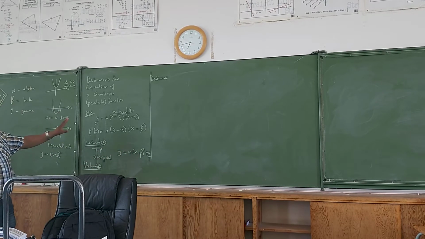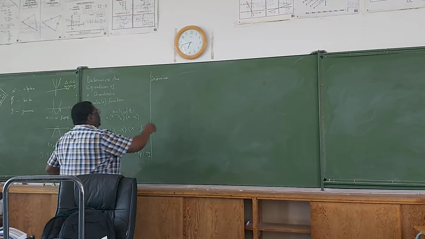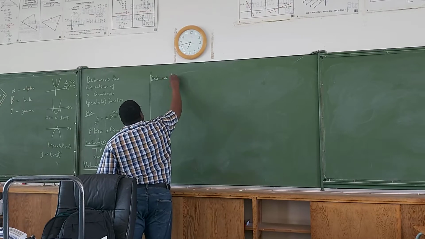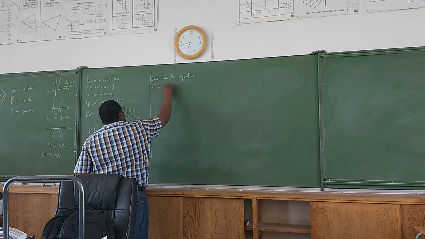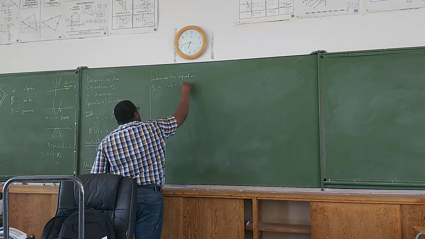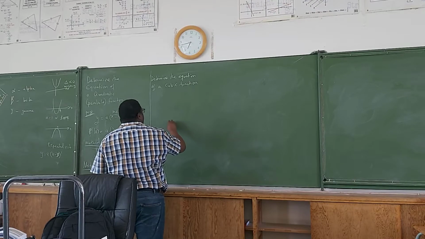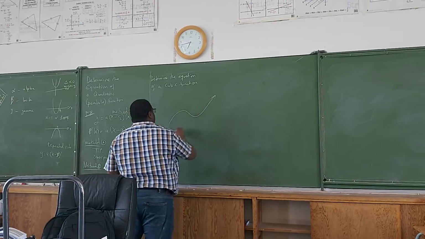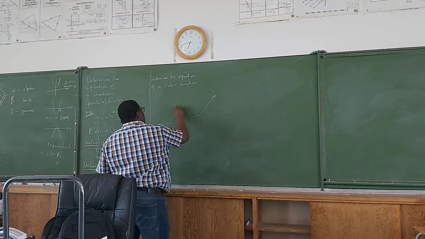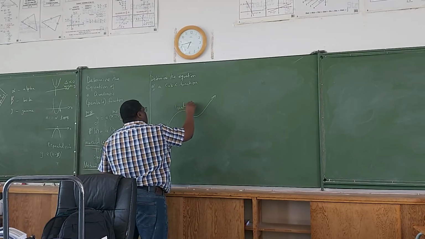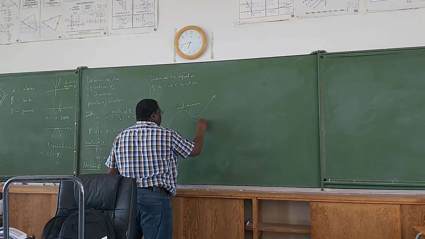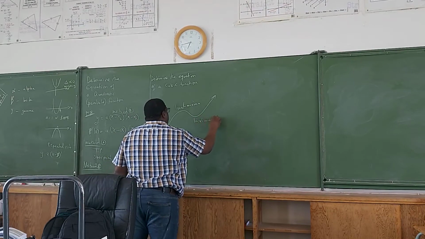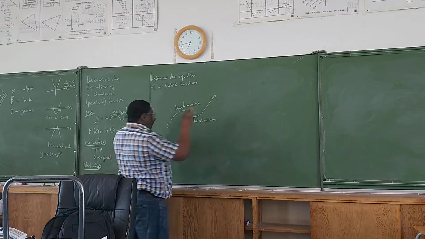Now, the difference between the equation of a quadratic or a parabola and the one that we are going to look at now, the cubic function, is that cubic graphs have a local maximum and a local minimum.